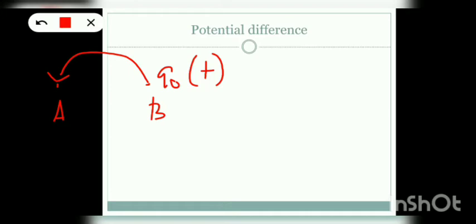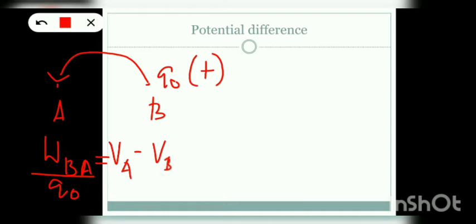So, some work has to be done in order to bring this test charge Q0 from the point B to the point A. And let this work done be denoted by WBA. WBA means work done to move the charge from B to A. And this work done per charge Q0 will be equal to the potential difference between the 2 points A and B. So here the potential difference is denoted by VA minus VB.